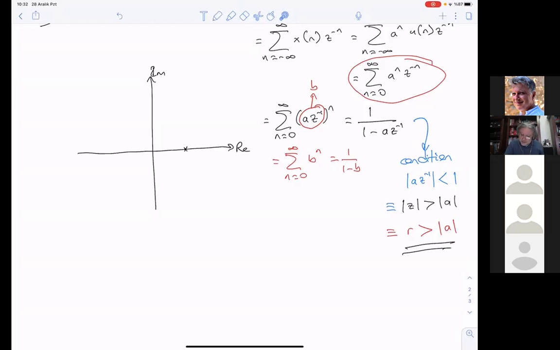Now, do you see that z equal to a is a pole? Because if z is equal to a, it means it's a times a to the minus 1, which makes 1 here. And there's a 1 minus 1 in the denominator, making a 0 in the denominator, which is 1 over 0, blowing up to infinity. And that's why z equal to a is a pole of this expression. So that's why I put a cross there.